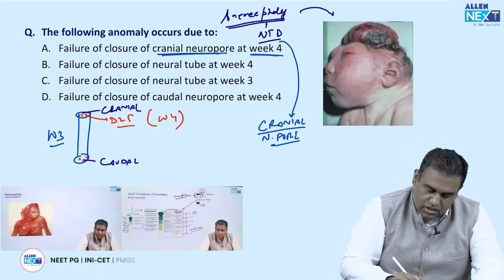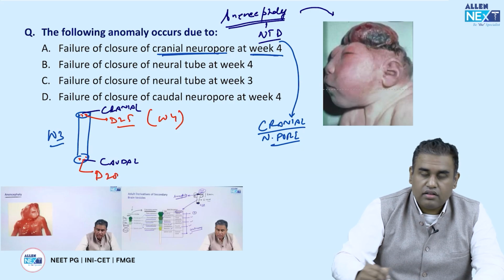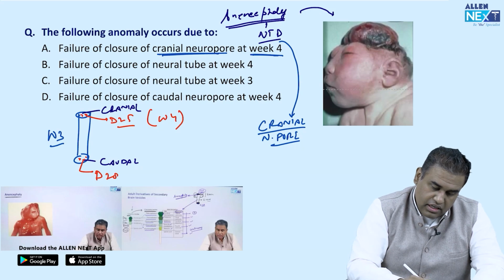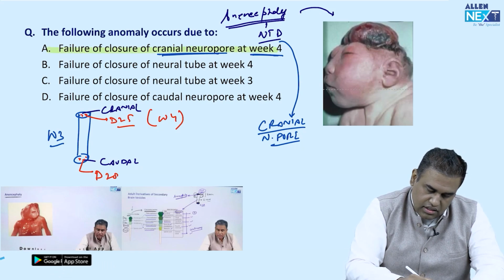And this caudal neuropore closes at day 28. That is again the end of week 4. So therefore, option A, statement A, is perfectly right. Let us see other options.